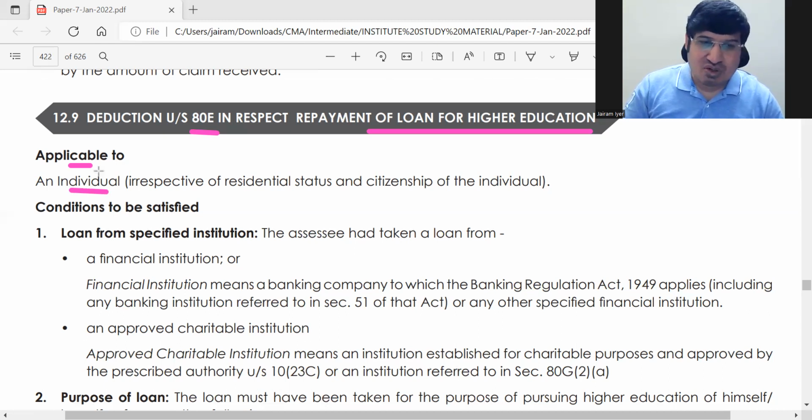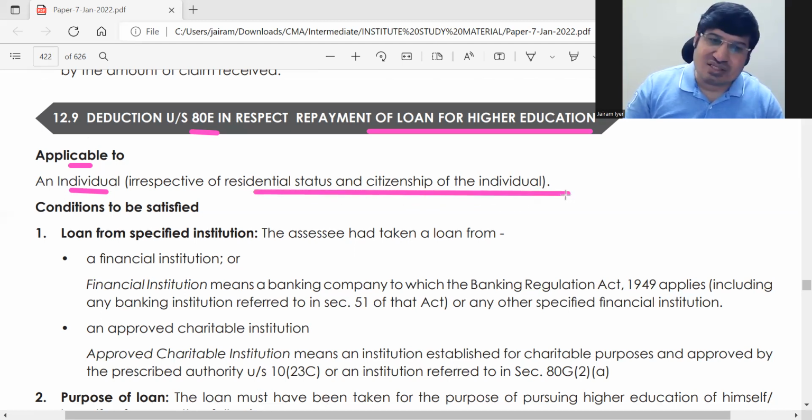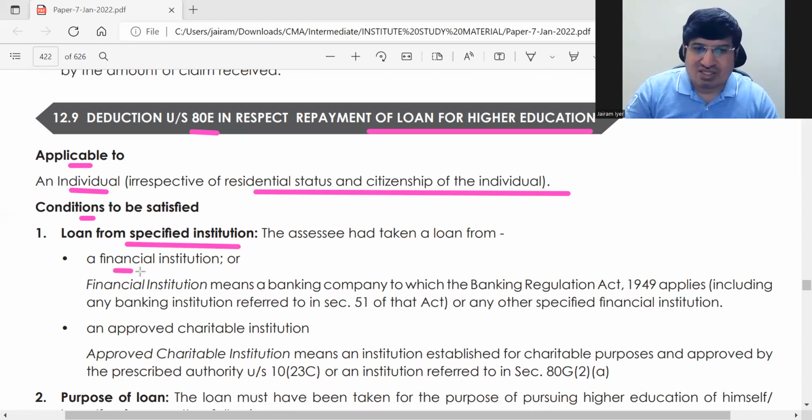So it is applicable to any individual. When I'm saying any individual, it means you don't have to see residential status or citizenship. That means any individual. And the condition is loan from a specified institution. Just taken loan from a financial institution.